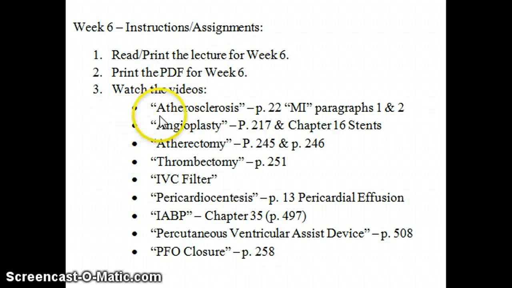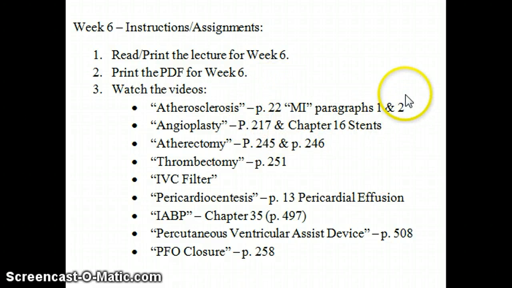And what I did differently this week, I have a video for each of these topics. So there literally is 1, 2, 3, 4, 5, 6, 7, 8, 9 videos to watch. And then what I've done is put next to the videos page numbers that you can refer to. Now, I'm just going to tell you right now, this is a lot of reading, so I don't expect you really to read all of this.